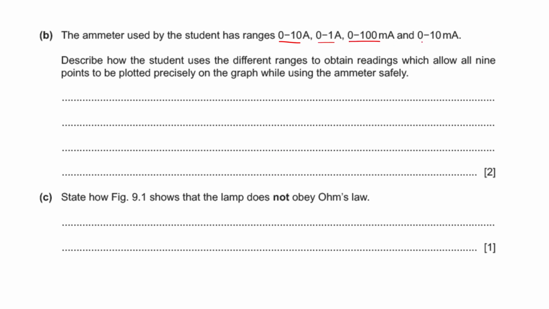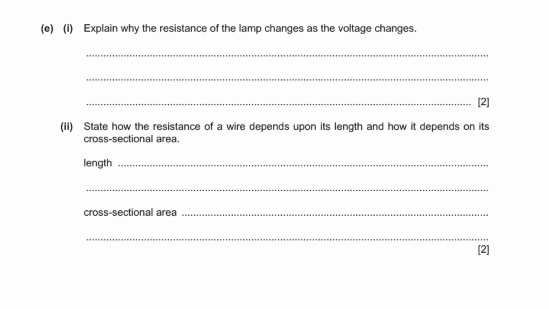Okay, next part. The ammeter used by the student has ranges 0 to 10 amperes, 0 to 1 ampere, 0 to 100 milliamperes, and 0 to 10 milliamperes. Describe how the student uses these different ranges to obtain readings which allow all 9 points to be plotted precisely on the graph using the ammeter safely. So let's go on the graph.